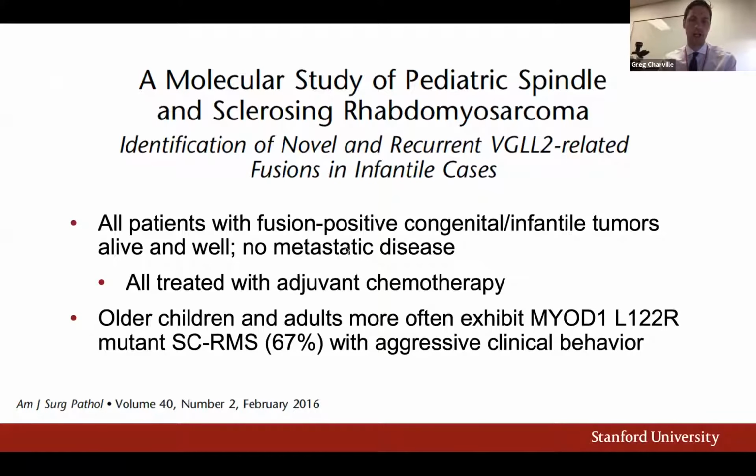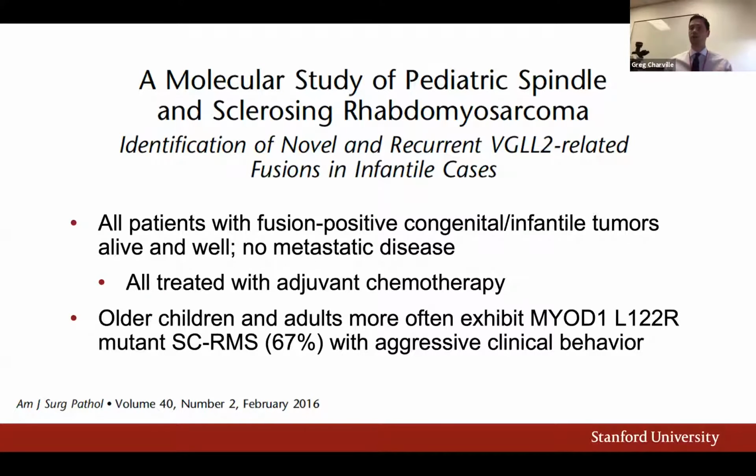All of the patients with this congenital type tumor were treated with adjuvant chemotherapy, and all of them did quite well. They were alive and well, some with many years of follow-up, and none demonstrated metastatic disease. That's in contrast to older children and adults, who more often exhibit the MyoD1 mutant variant of spindle cell rhabdomyosarcoma, often with diffuse MyoD1 immunoreactivity by IHC, and those typically have aggressive clinical behavior.